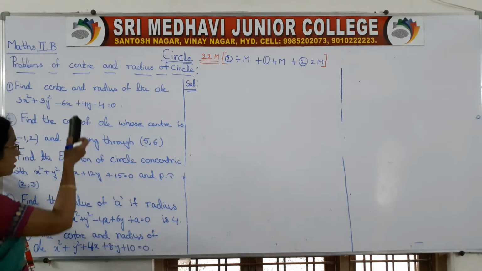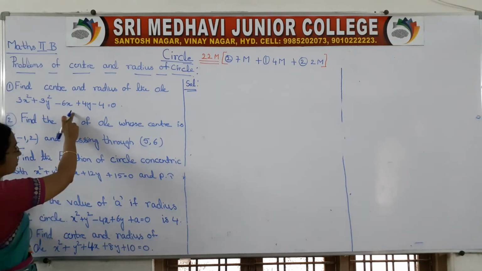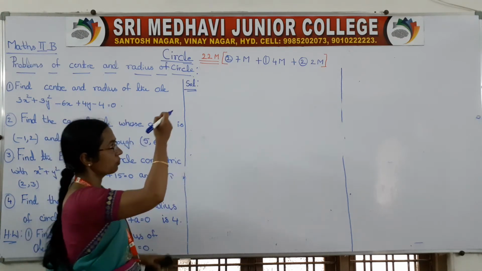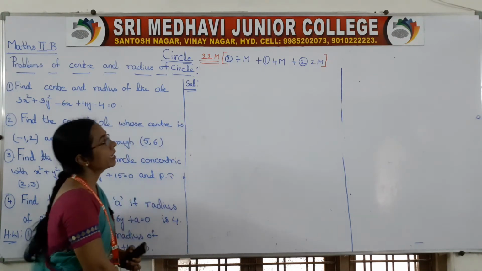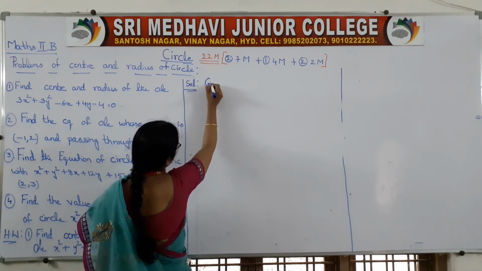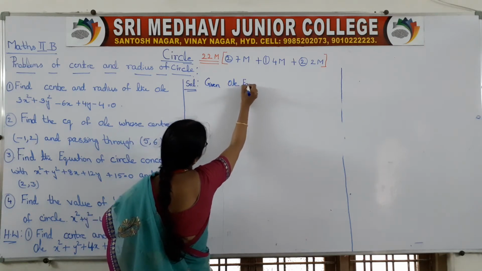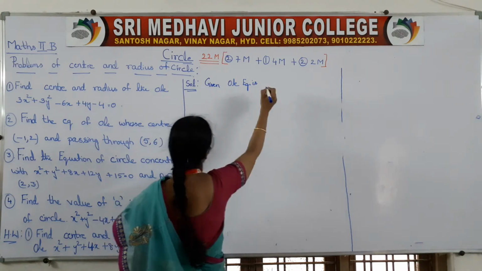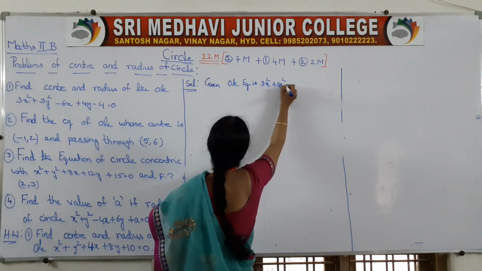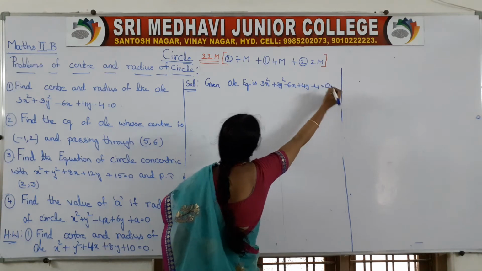So, come to first question. Find the center and the radius of the circle, this one. So, already you know that as math students, in any question, first of all we have to write the given information. So, what is the given information? Given circle equation is 3x square plus 3y square minus 6x plus 4y minus 4 is equal to 0.